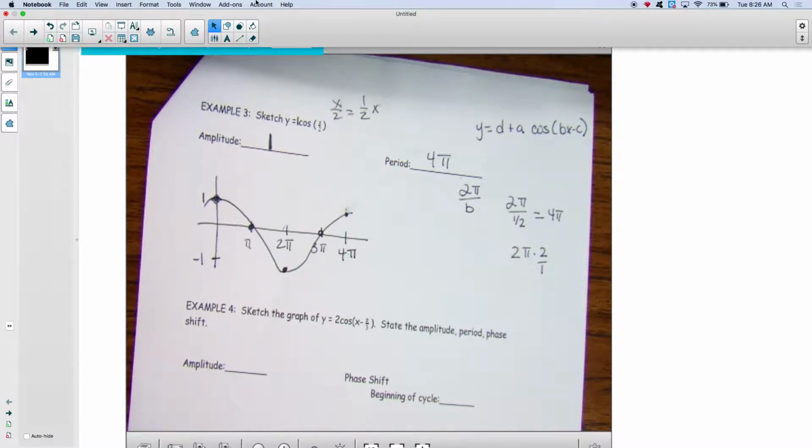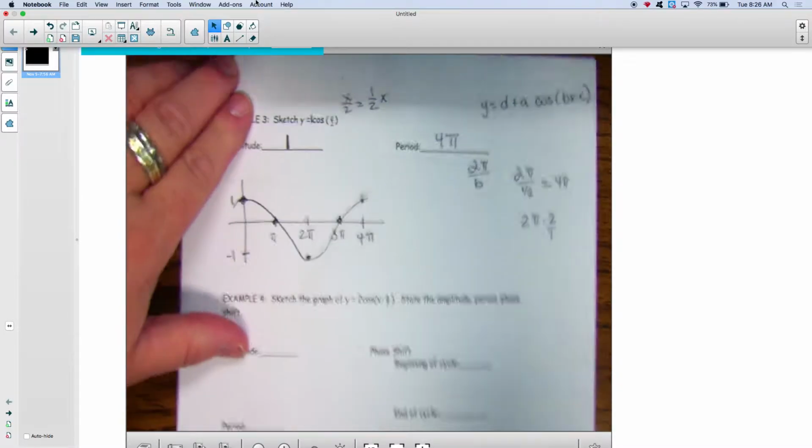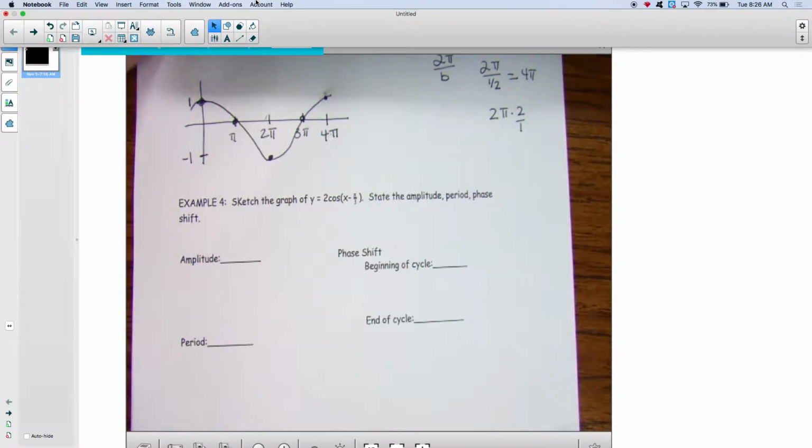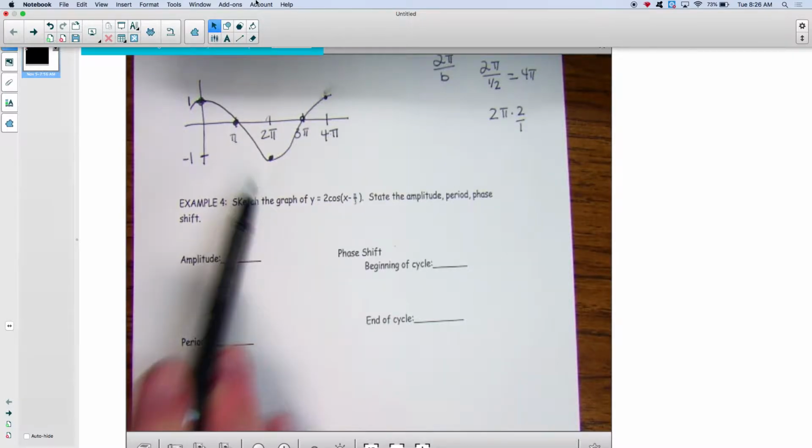So I've done one where we've changed the amplitude only. This one, I changed the period only. Now we're going to start changing more than that. We're going to start doing some phase shifting here. Easy stuff. Okay, so what's the amplitude here? 2.